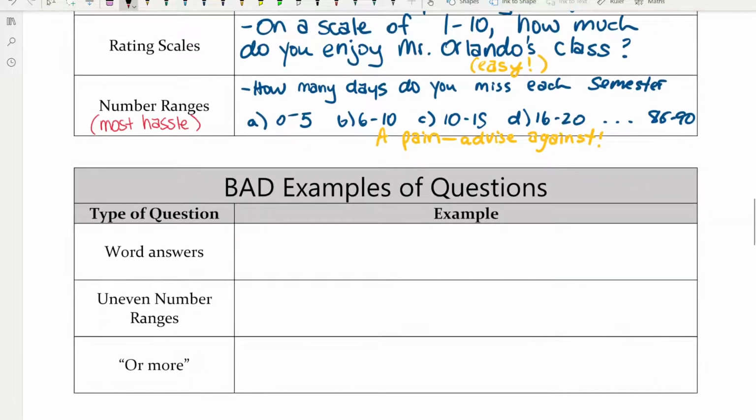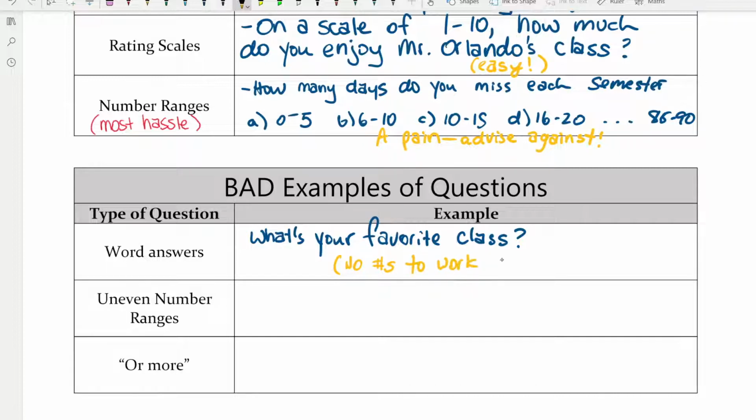Okay. What are bad questions? What's your favorite class? Math. Okay, that's not a number. I can't do work with that. There's no numbers to work with. All right. So don't give a question that has that.